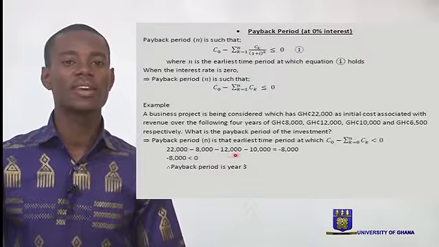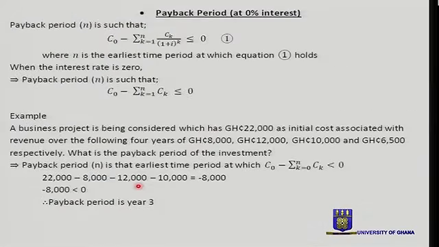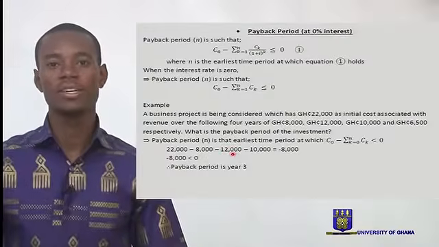And so let's consider the case of the second year. If we add the second year, this time around we have another 12,000. So 12,000 and 8,000 this time would be 20,000. We find the difference between this and the 22,000, and we'll have 2,000. It means we are still not done recovering our entire 22,000, which is the initial investment.